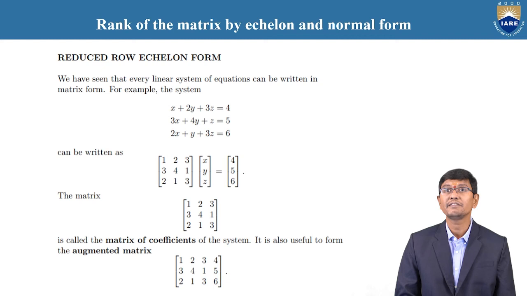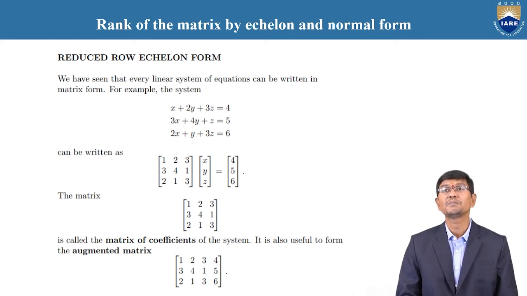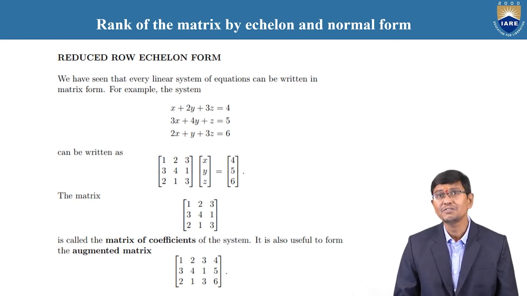For example, the given equations are x plus 2y plus 3z is equal to 4, 3x plus 4y plus z is equal to 5, and 2x plus y plus 3z is equal to 6. First of all, we need to write them in the form AX is equal to B.